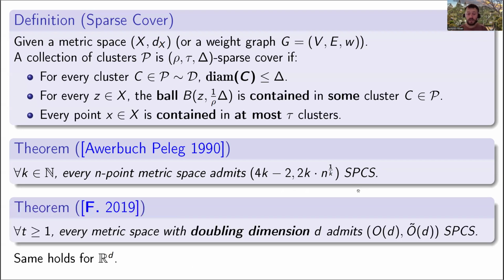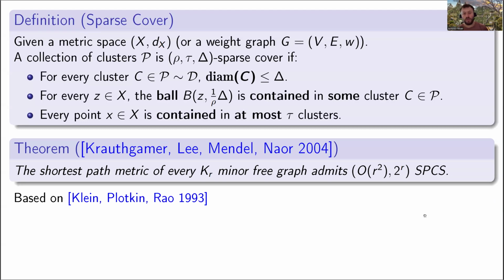For Euclidean spaces of dimension d, or more generally doubling spaces, one can construct a sparse cover with padding d and sparsity also d log d. And there's also a general trade-off. In this paper, we focus on the shortest path metric of minor free graphs. Here, the previous result is by Krauthgamer et al., who showed that every shortest path metric of minor free graphs admits a sparse cover with padding r square and exponential sparsity.